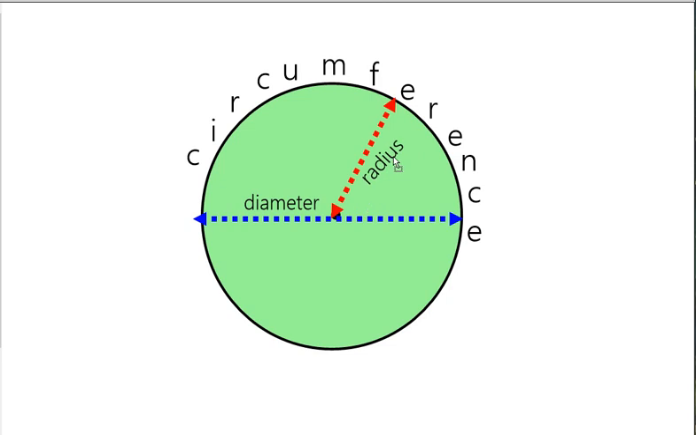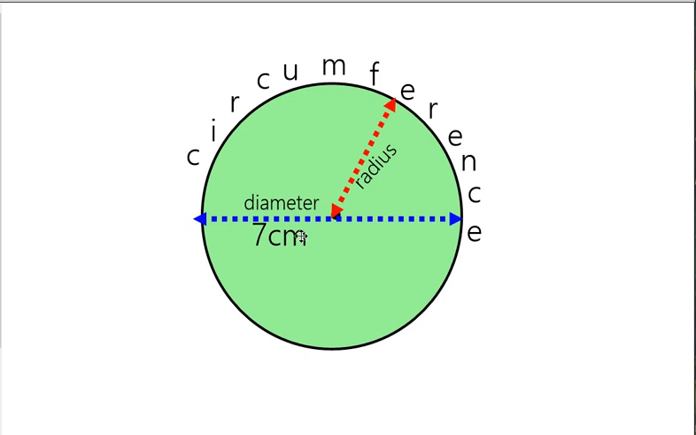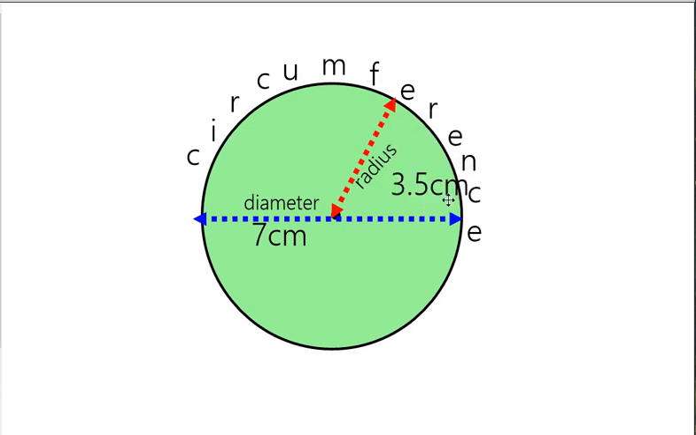And one thing you need to know is that the radius is always half of the diameter. So if the diameter of a circle is 7 centimeters, then the radius is half of that, 3.5 centimeters. The radius is always half of the diameter.